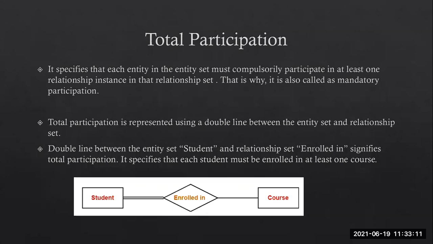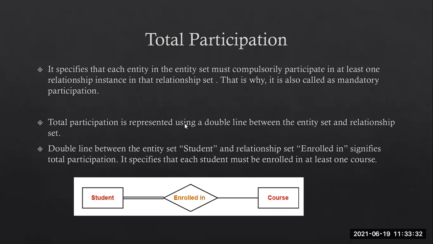Partial participation. Why? Because Java is being taken by Aishwarya and Sai Prakash, and advanced Java is being taken by Maitri. Who is going to take this word Python? Nobody has taken it. So the course table, or the course entity, is what? Partial participation. Okay.